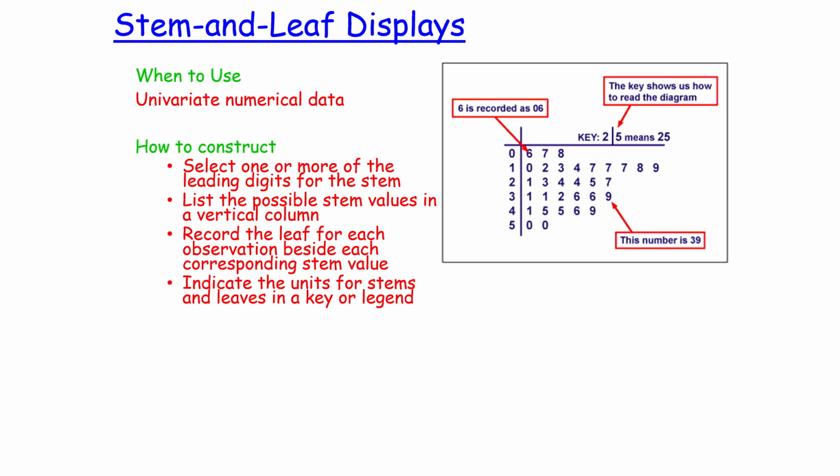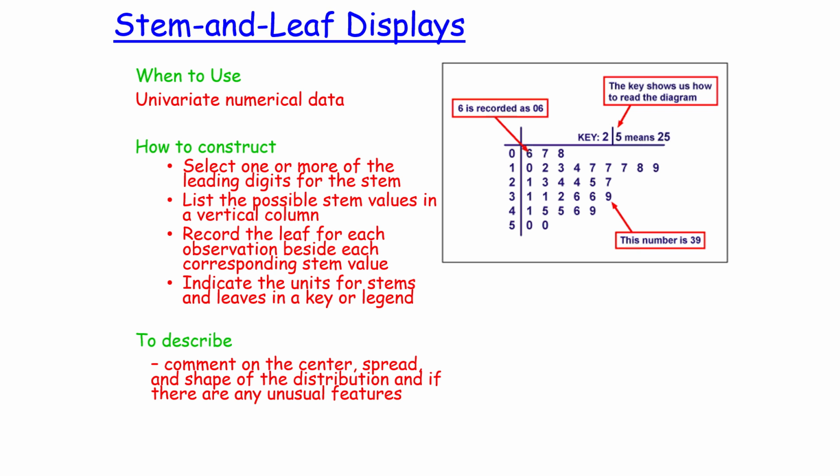So for example, here we have our stems 0, 1, 2, 3, 4, 5, and all these numbers over here are our leaves. So if I have 0 | 6, that's going to be recorded as the number 6. We can tell because the key tells us that 2 | 5 means 25. So here, this 9 that's being pointed out right here is in the 3 row, so we would have 39 as our number.